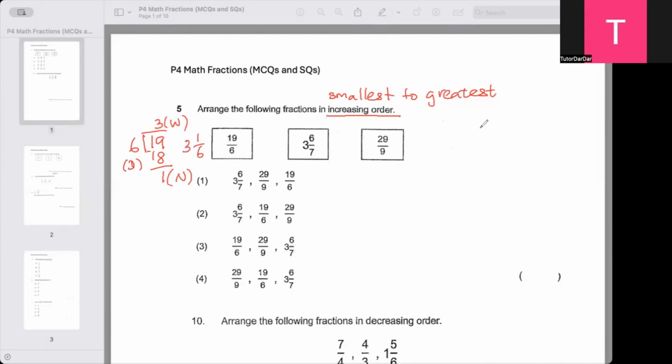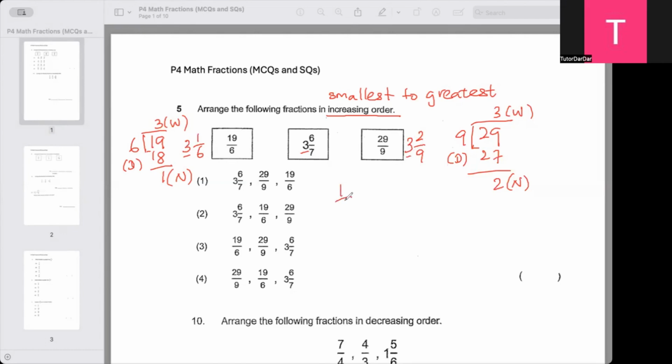Now let's change this. 29 divided by 9. 9 times 3, 27. 29 minus 27, 2. This is the numerator, 9 the denominator, 3 the whole number. So 3, 2/9. Based on this, you can see the whole numbers are all 3. So all of them are the same. So we can only compare the fractions.